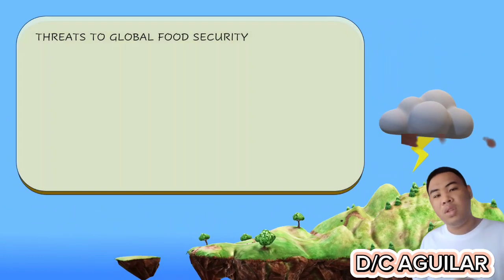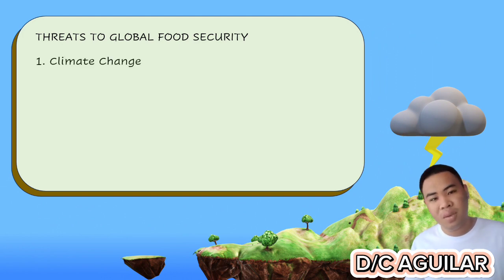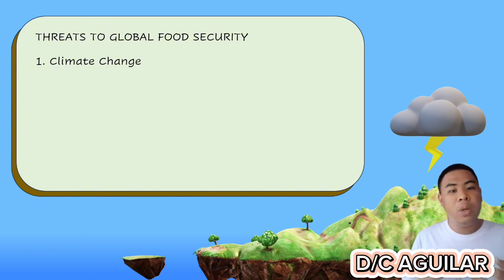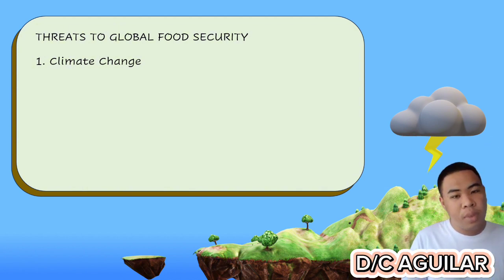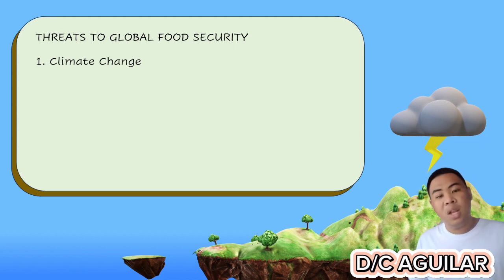Threats to global food security. Number one is, of course, climate change. Climate change entails long-term alterations in temperature, precipitation, and weather patterns on a global scale. This phenomenon disrupts growing seasons, impacting crop yields and food production. The effects are manifested through more frequent and severe weather events, disruptions in farming cycles, and changes in the suitability of certain crops. The primary causes of climate change in this context stem from human activities, including the emission of greenhouse gases, deforestation, and industrial processes.